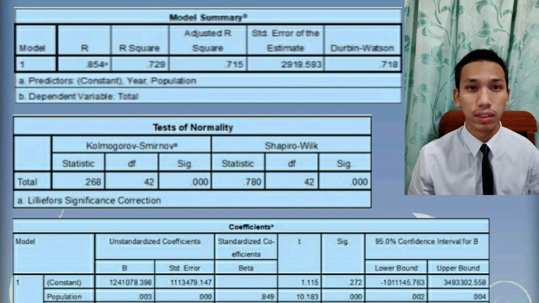Next is the coefficient. The equation for total is 1,241,078.398 plus 0.003 for population minus 615.265 per year. For every unit increase in population, total will increase by 0.003, provided the year remains unchanged. For every unit increase in year, total will change by negative 615.265, provided the population remains unchanged.